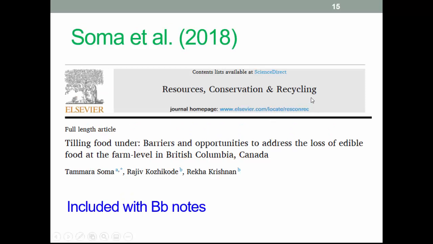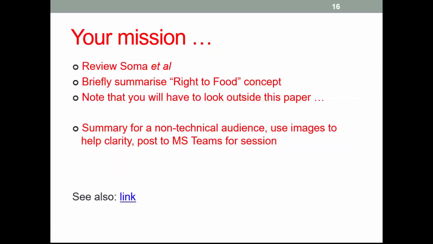So it includes a concept called the right to food. There's a link there on the right to food, talking about what it is. And essentially it's a way of making sure that the agricultural industry doesn't lose food. It gets put in people's hands and people's plates. So here's something for you to do before Thursday. Have a review of it. Briefly summarise what the right to food concept is. You might have to do a bit of reading outside the paper. As I mentioned, there's a link there which has some information. It takes a little while to open that link, it has to be said, but there's some stuff in there. So summarise for a non-technical audience, the way we normally use images to help clarity, and maybe we can post through MS Teams during the session.